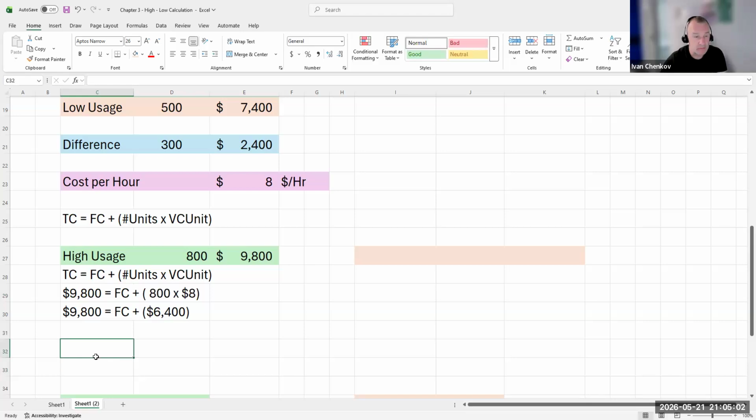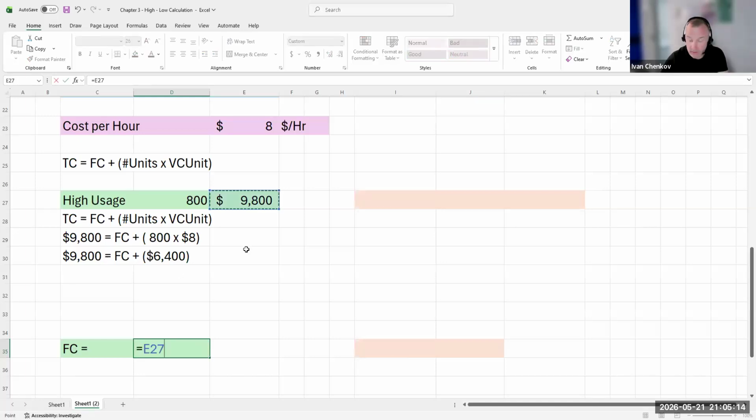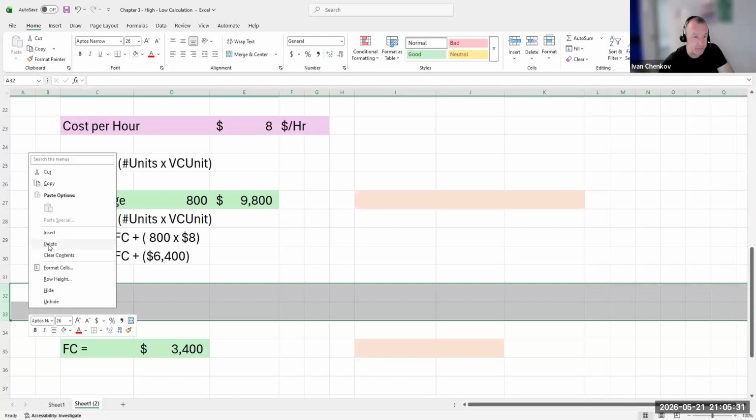So what that means is I can easily calculate that the fixed cost here is equal to 9,800 minus bracket 800 times $8 and close the bracket. $3,400 I'm getting for the higher point of usage.